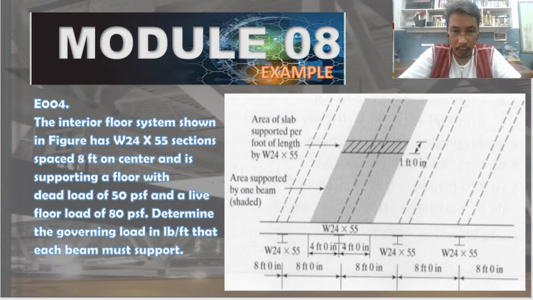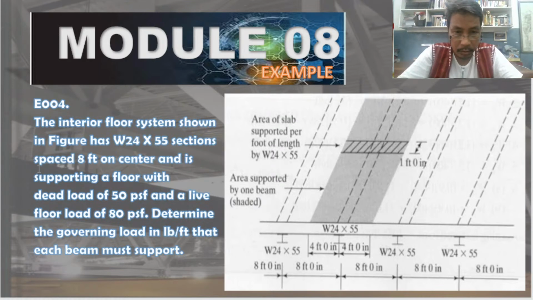The exterior floor system shown in the figure has W24 by 55 sections. What do you mean by W24 by 55 sections? That is the actual name of the W-type structural element. 24 is the nominal dimension, and 55 means 55 pounds per foot. So 55 pounds per foot.